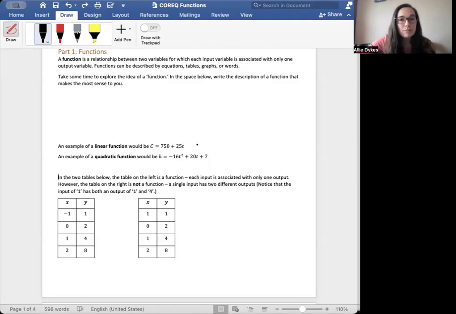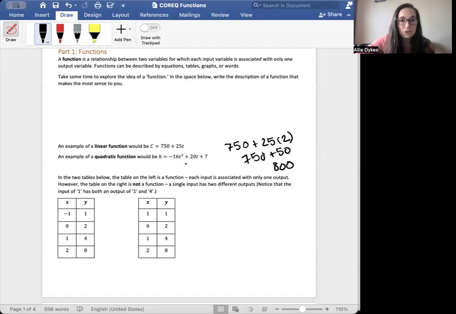So if I choose to input the value of 2 for t, then I would have 750 plus 25 times 2, which is 750 plus 50, which is 800. So I input one value of 2 and I got out one value of 800. This is a function. You can try it again with this quadratic function. Choose any single value for t, plug it in, and you'll see that you get a single value out.